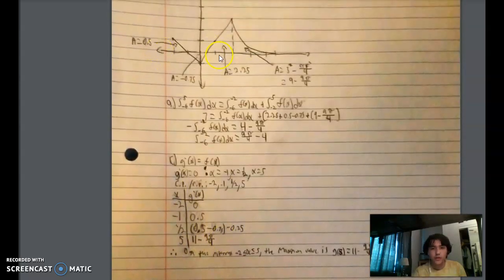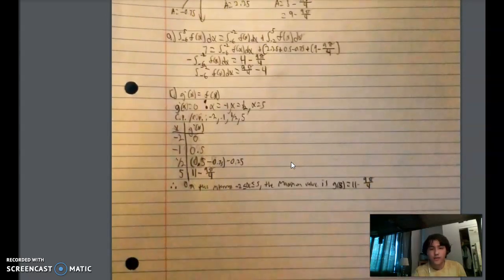Again, I'm getting all this from the areas that I found earlier. And so then obviously I can tell that 11 minus 9 pi over 4 is the greatest out of all these. So therefore, on the interval negative 2 less than or equal to x less than or equal to 5, the maximum value is g of 5, equals 11 minus 9 pi over 4. And again, I did use the tips here because I needed to find the area under a curve.